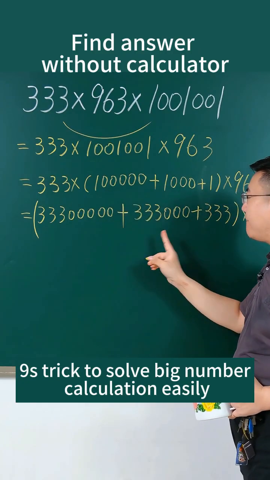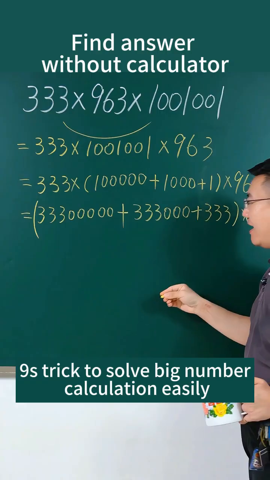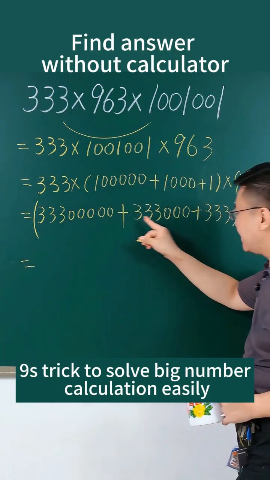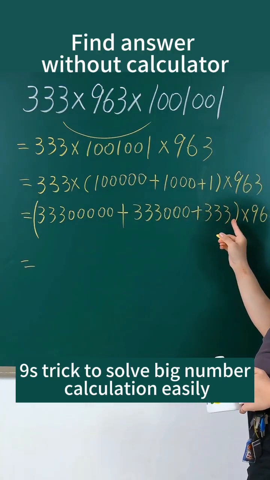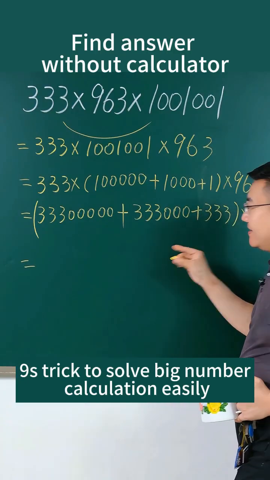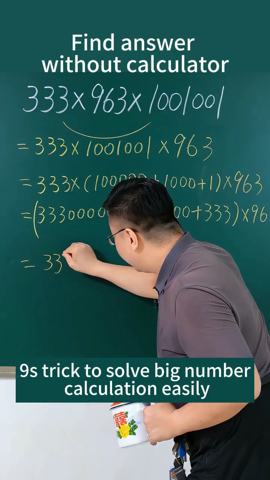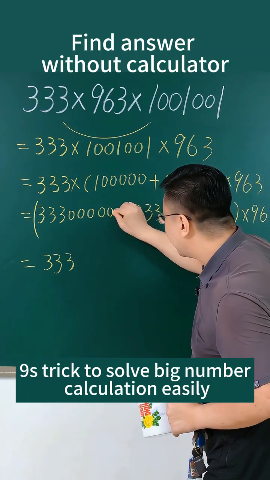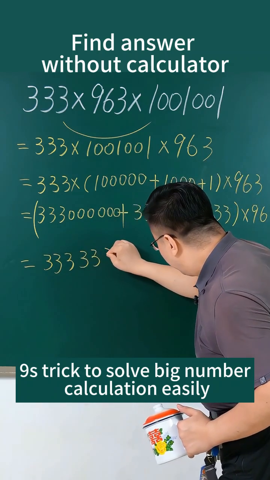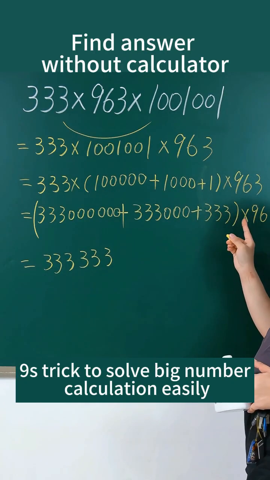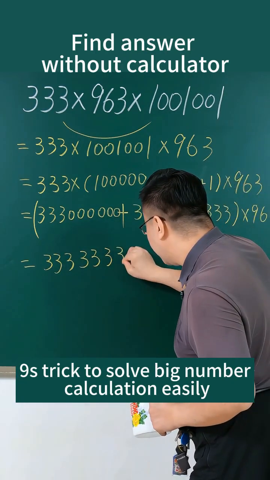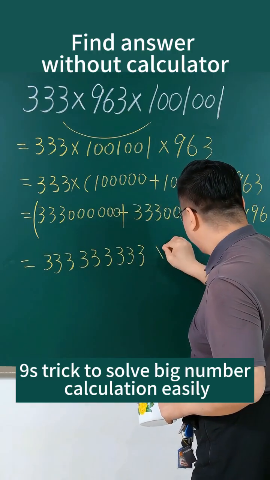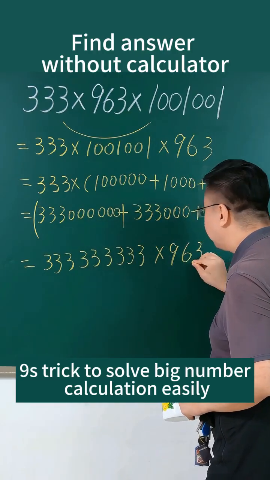This step uses the distributive property of multiplication. Are you following? All right, everyone. Look, when you add these three numbers together, what do you get? Isn't it 3 3s at the front and the 3 zeros in the middle? What do they become? They also become 3 3s. So what do the last 3 zeros become? They also turn into 3 3s. In the end, you multiply by 963.